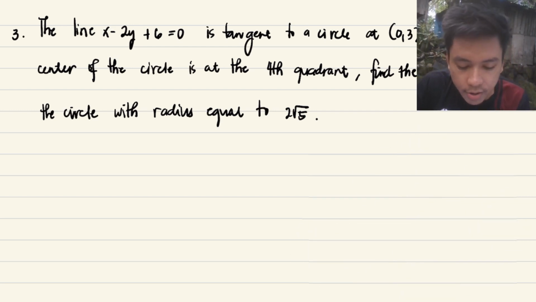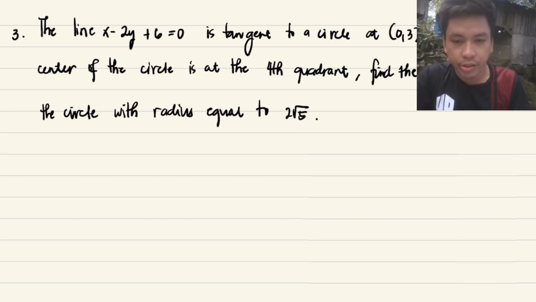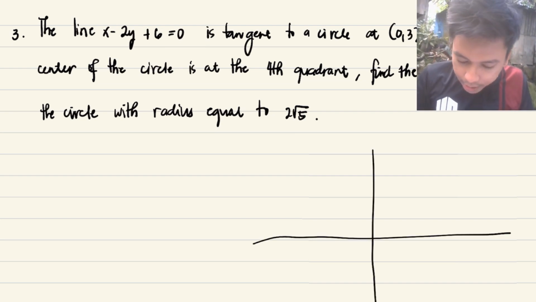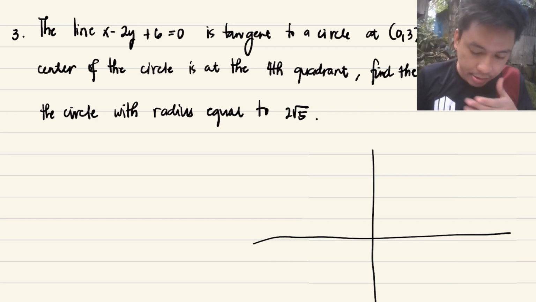Okay, so let's now have our problem number 3. The line x - 2y + 6 = 0 is tangent to a circle at (0, 3). If the center of the circle is in the fourth quadrant, find the equation of the circle with radius equal to 2√5. So it's quite tricky, but we can solve that. Let's try, maybe we can plot this. We'll try.